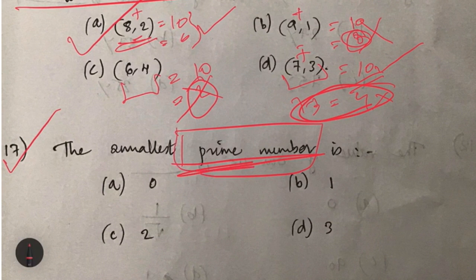The smallest prime number is option C. 2 is the answer. 2 is the smallest prime number. And which is the highest prime number? That is not yet discovered. Maybe one day it could be. Anyway, it is not discovered now.